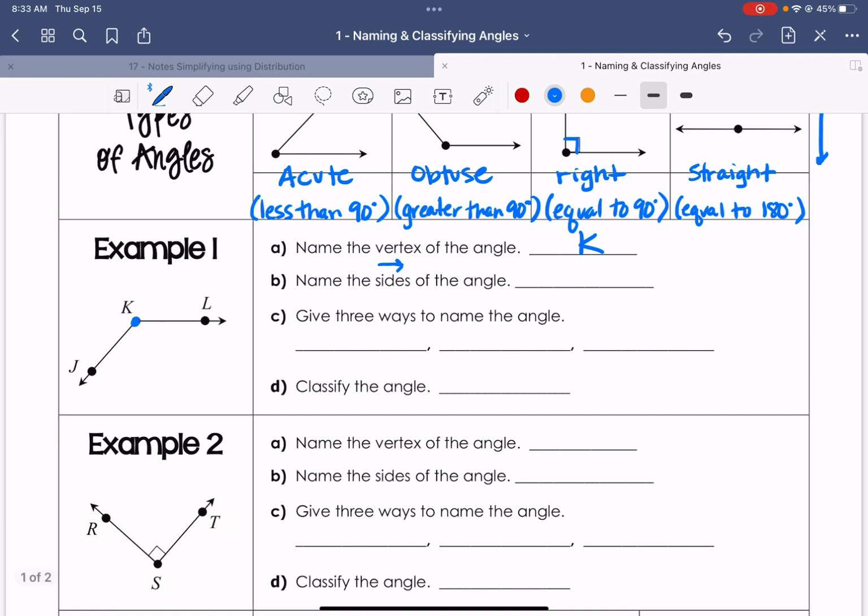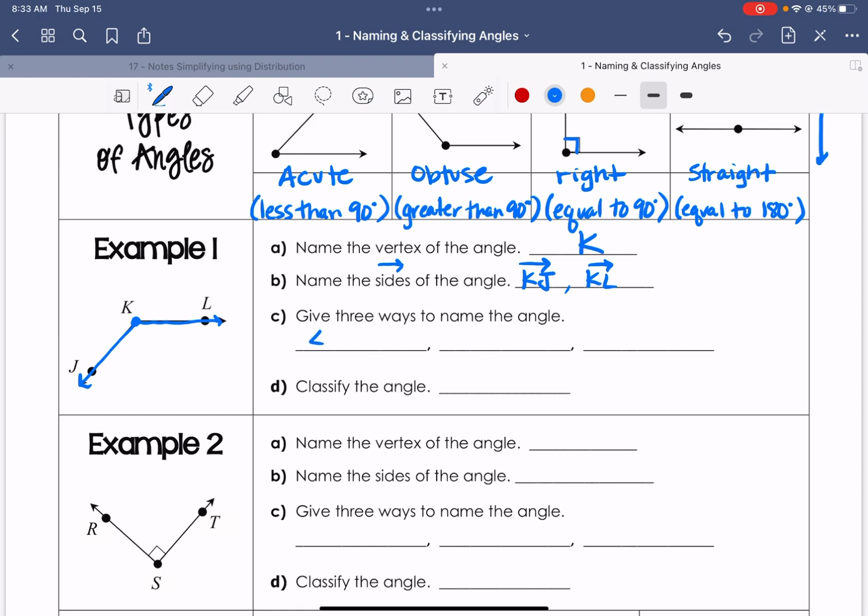So hopefully you said KJ, so with an arrow above it, and KL. We always start with the vertex when we're naming the sides of an angle. Now, what do you think 3 different ways to name the angle are?